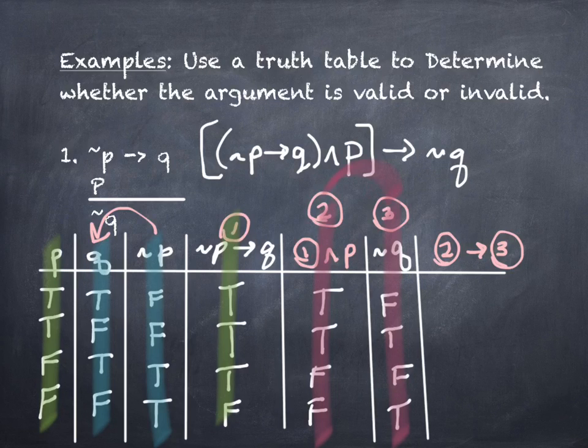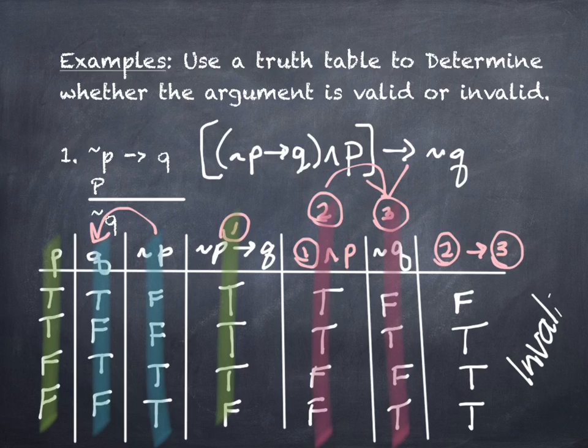Okay, hang on. There we go. 2 implies 3. So the first one is true implies false, which is false. Second one's true implies true. Third one, false implies false. And the last one, false implies true. So what can we say? Invalid. Why? Because it's not in the column. Exactly. This one is invalid.